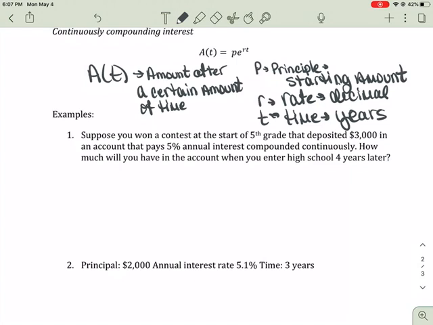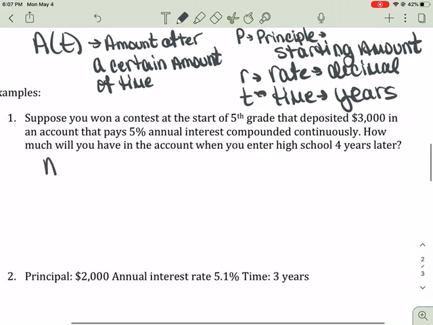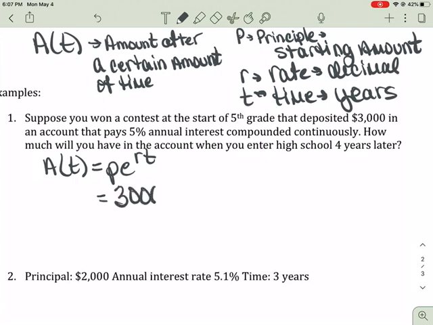All right, so let's take a look at this. Suppose you won a contest at the start of 5th grade and deposited $3,000 in an account that pays 5% annual interest compounded continuously. How much would you have in the account when you enter high school 4 years later? All right, so we're going to use the amount after time formula, P e to the rt, or sometimes you'll hear me call it PERT, and that's not the shampoo. So we started with $3,000, e to the 0.05 times 4.